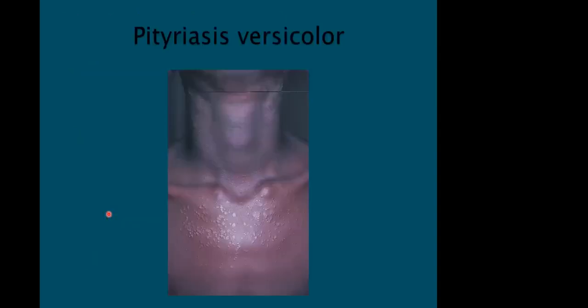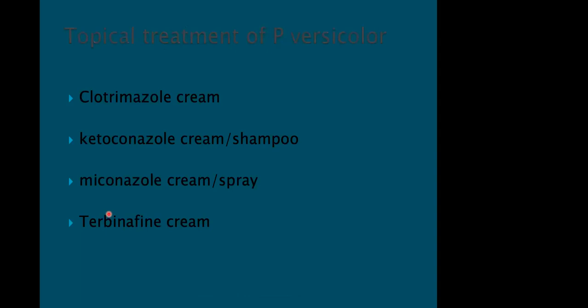Patients generally present with asymptomatic, hypopigmented macules and patches, mainly involving the upper trunk. You can get extension to the neck, even to the face. Sometimes patients may present with hyperpigmented, scaly, asymptomatic patches in the same distribution.